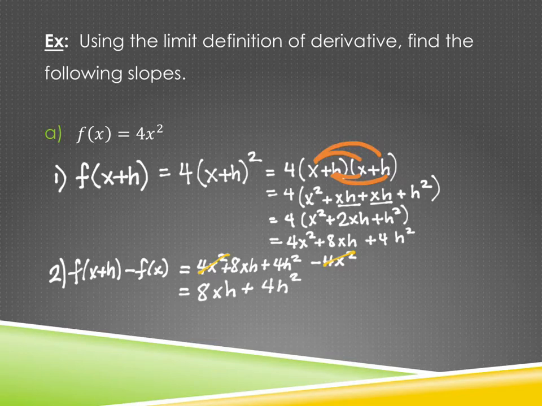Now, here's the deal. If you did it right, you should have an h in every single term when you're done. 8xh has an h in it. 4h squared has an h in it. If you don't have an h in every single term, there's an error in what you've done so far. And you need to go back and find it. All right, so step number 3 then is to divide by h.